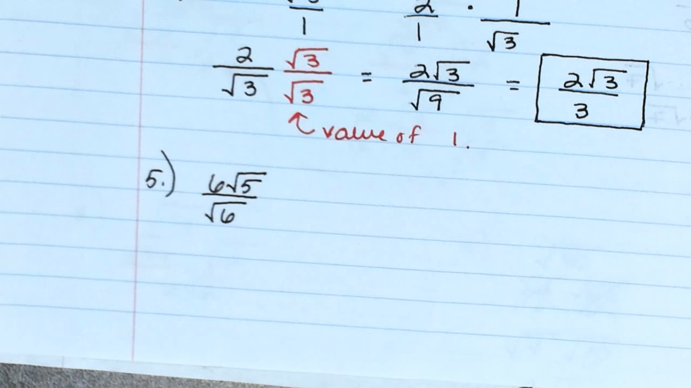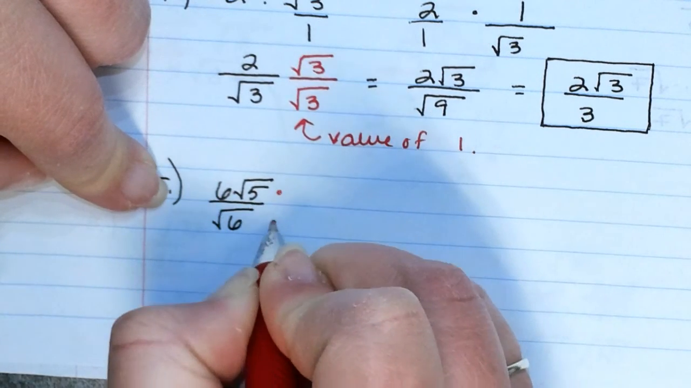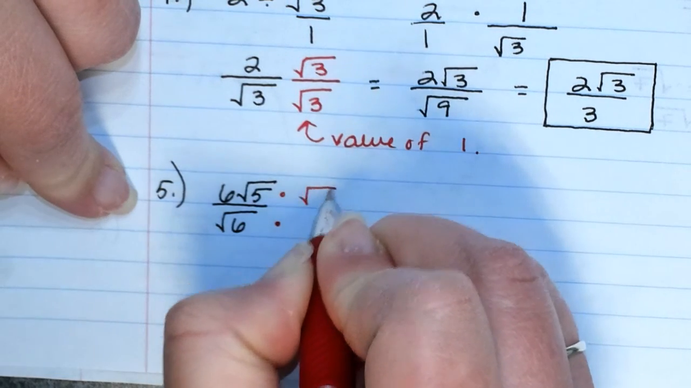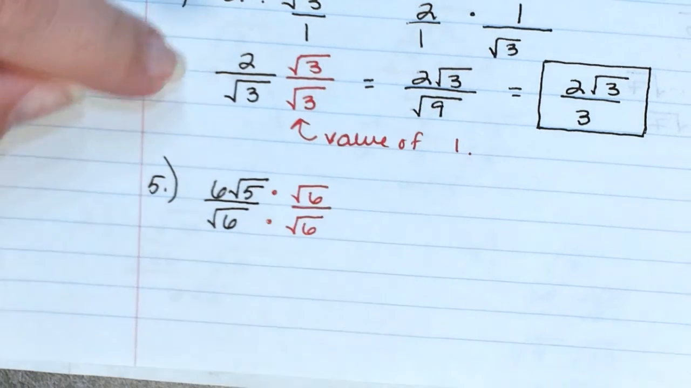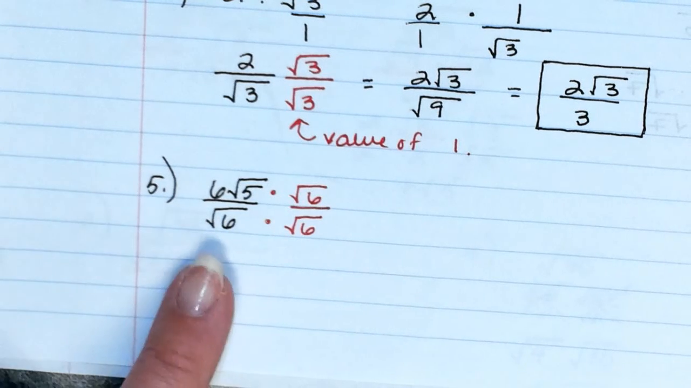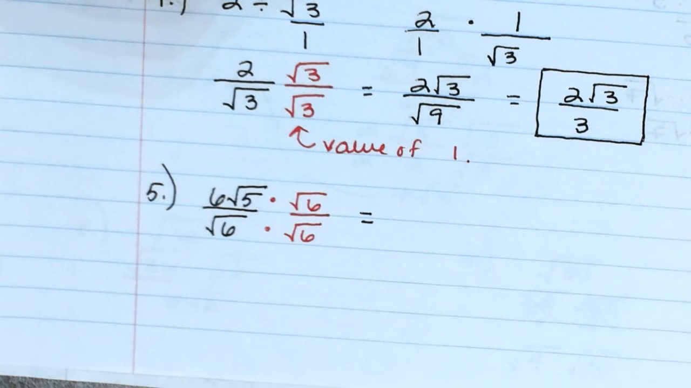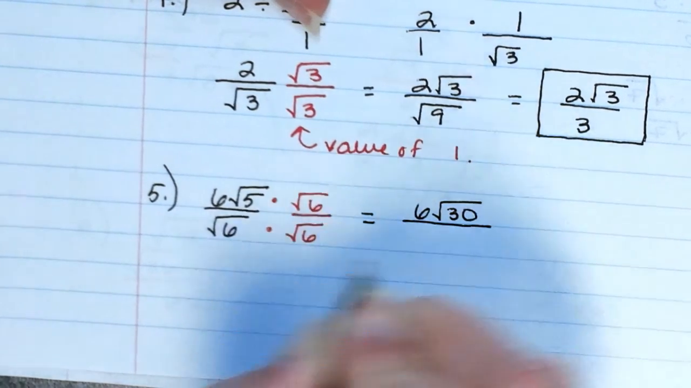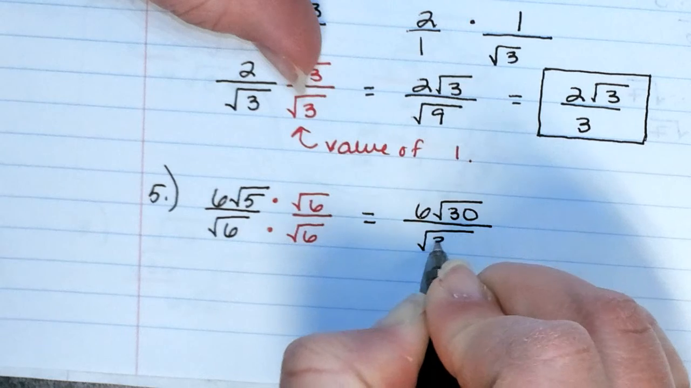So what can I do? Multiply by the undercover 1. What is the undercover 1 that we're going to use? The square root of 6 over the square root of 6. Because that means I'm squaring the bottom. It means I'm going to multiply the bottom by itself. On the top, what do I get if I multiply 6 square roots of 5 times the square root of 6? 6 square roots of 30. Over, on the bottom, what do I get? The square root of 36.